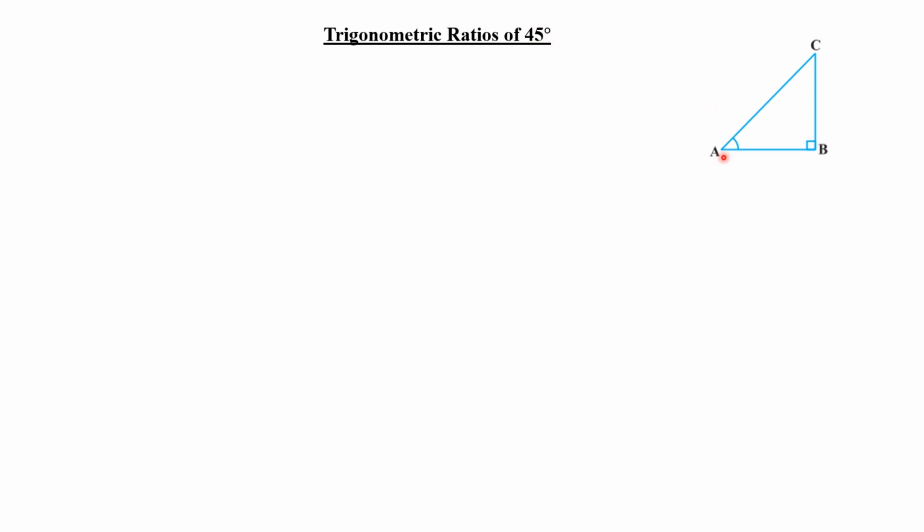So for that I have taken a triangle ABC, right angle at B. And I'm assuming that one of the angles is 45 degree. Then only I can find the trigonometric ratios of 45 degree. So I have assumed my angle A is 45 degree. Then how to find the measure of angle C? Angle B is 90 degree, angle A is 45 degree.